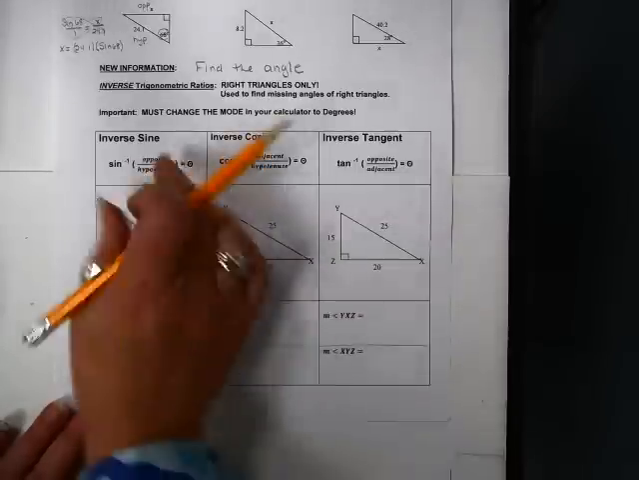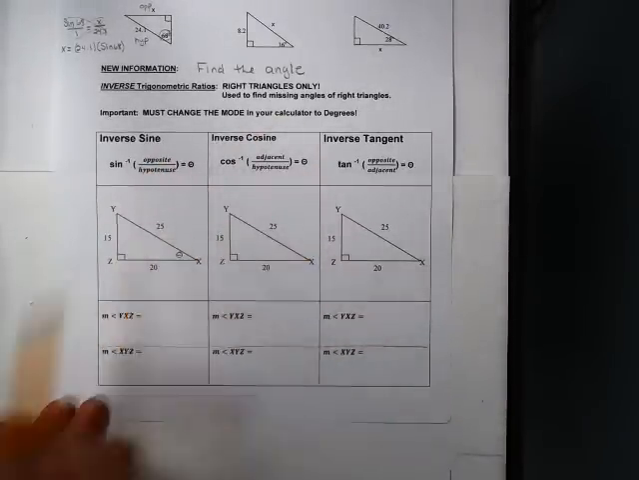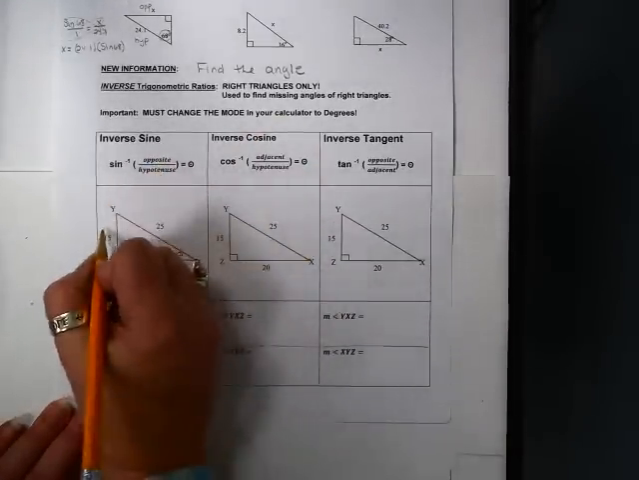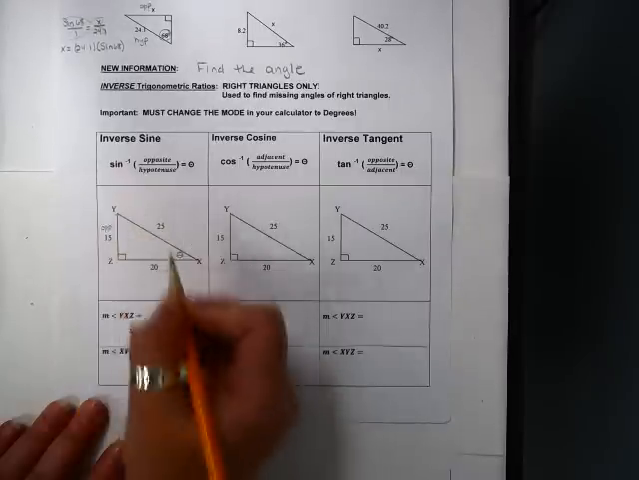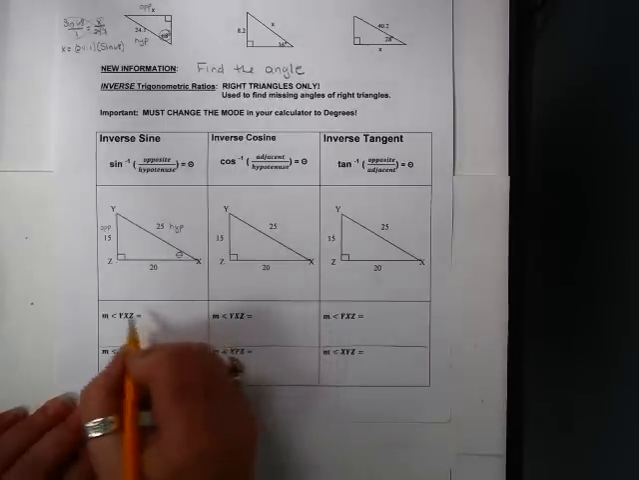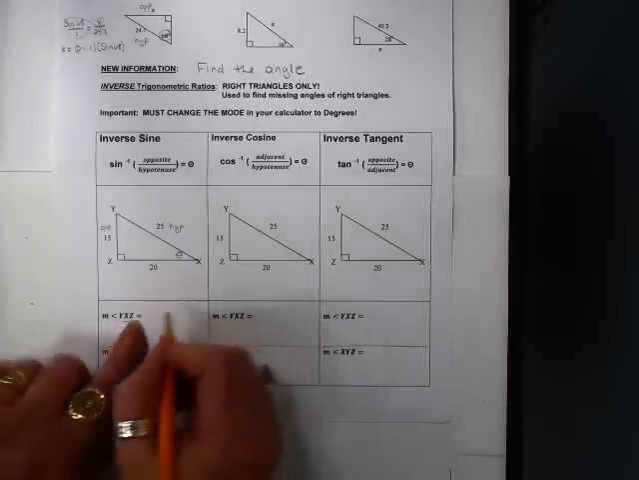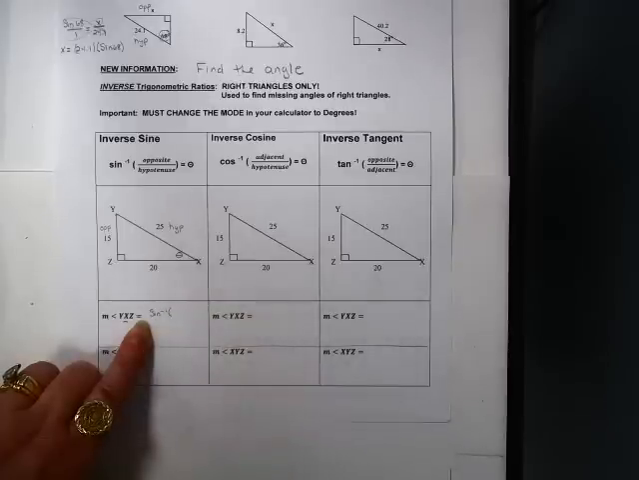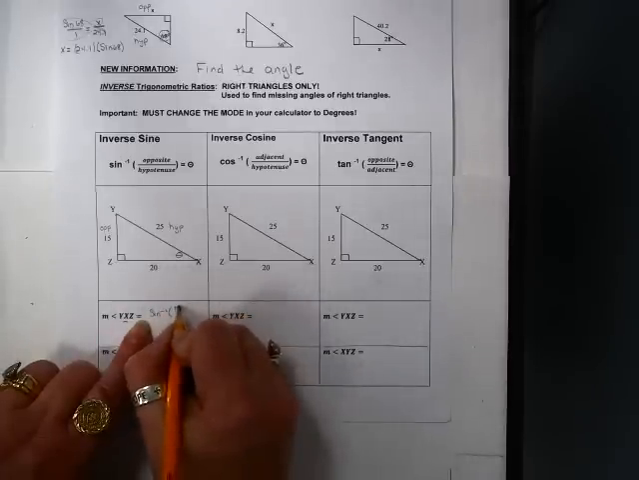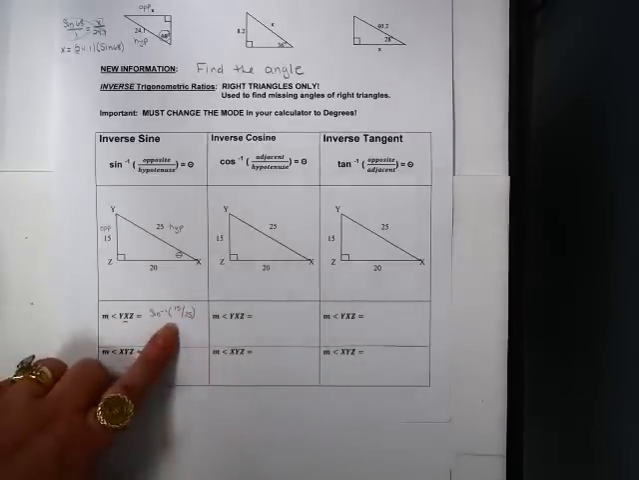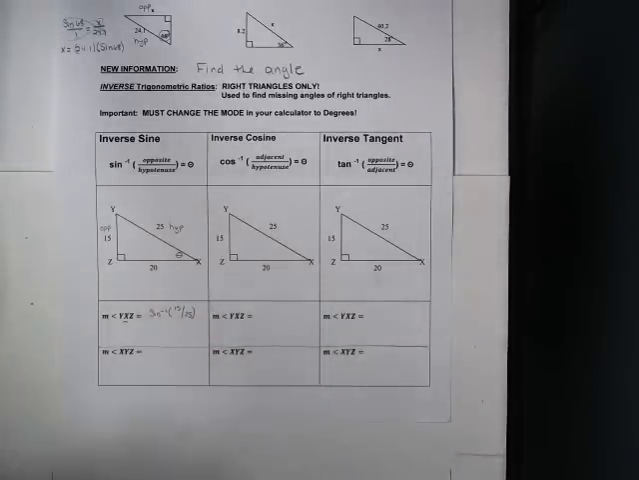So here, since it's in this column, I want to focus on sine. Sine is opposite over hypotenuse, so this is going to be opposite. This is hypotenuse this time. So opposite, I'm going to use sine -1 parentheses 15 over 25. And that's what I would plug into my calculator.